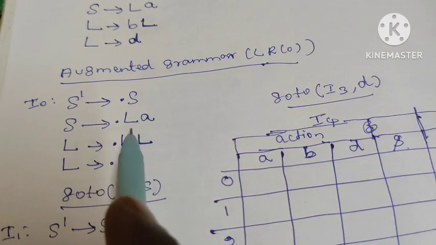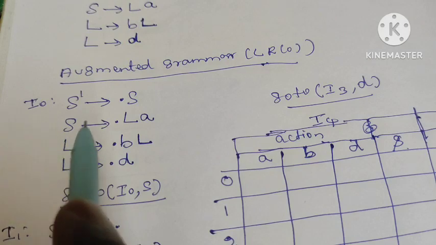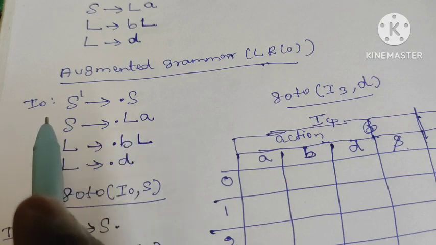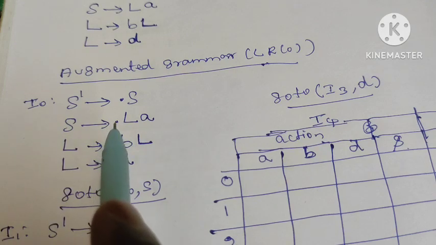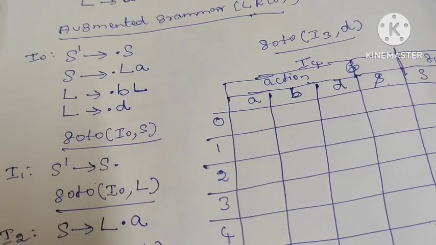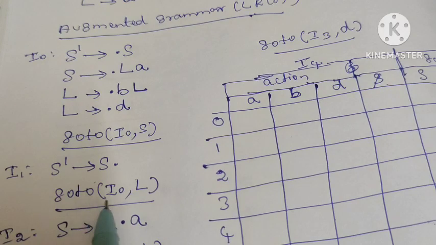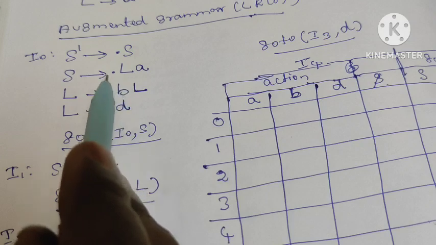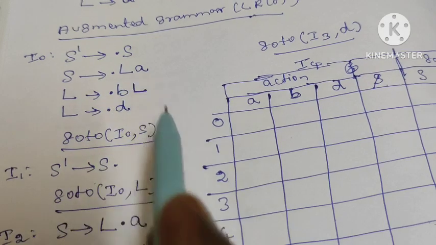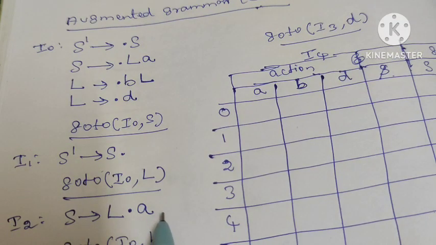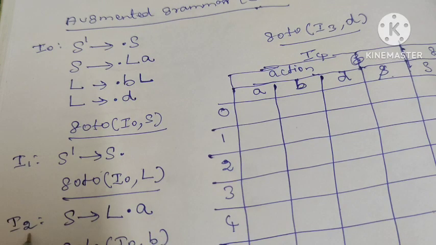Now, in item set 0, you can see a dot is before L also, so we have to process that as well. So, goto of I0, comma L. Just place this dot one step on the right, and it will become S tends to L dot A. The dot is before a terminal, so we can simply ignore it. Now name this item set as item set 2.